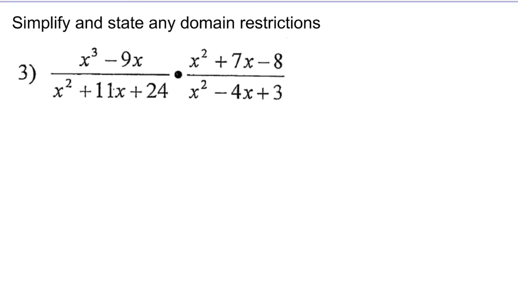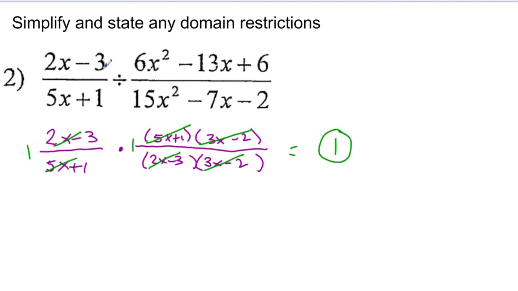Let's go back to our division problem real quick. We have to state domain restrictions. In this case, domain restrictions are anything that makes the denominator of the fractions, anywhere throughout the entire problem, turn into 0. So what is x not allowed to be? Looking at all these denominators that I just canceled, if I set 5x plus 1 equal to 0 and solve it, I find that x is not allowed to be equal to negative 1/5. If I set 2x minus 3 equals 0, I find that 3/2 is bad. And if I check 3x minus 2, I find that 2/3 is bad.